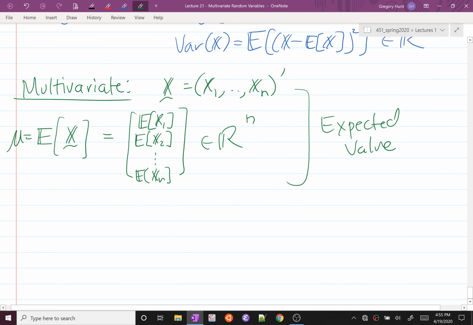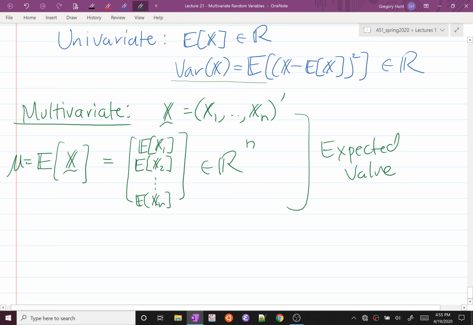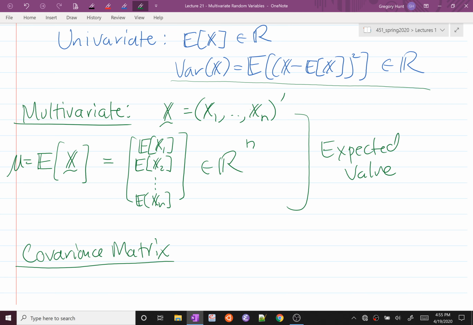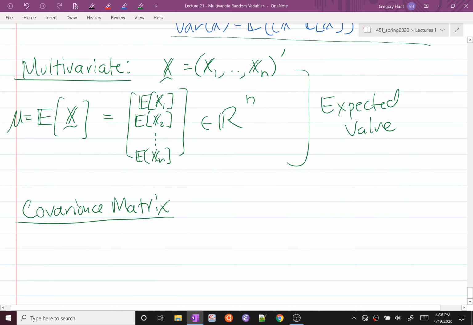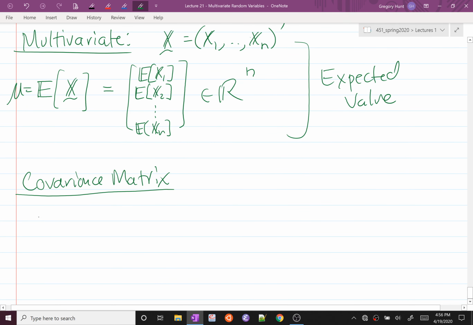Instead of having a variance, in the univariate case we had this nice notion of variance. Now, we talked about this a little bit, we have the covariance matrix. So while means scale from just being a number to a vector, variances scale from being a number to a matrix. You can either call it the covariance matrix or the variance covariance matrix. Either is acceptable.